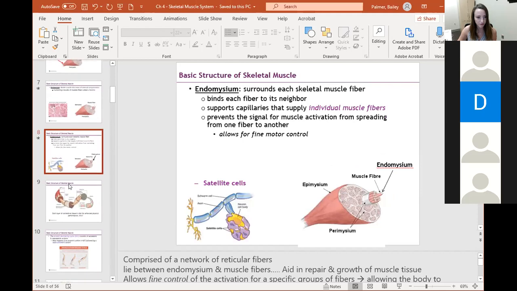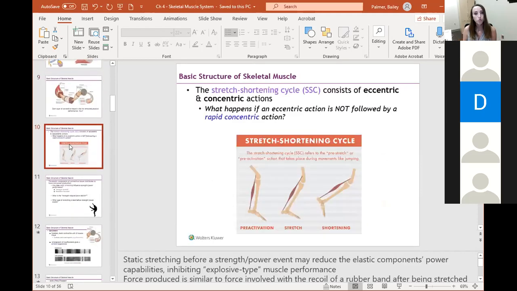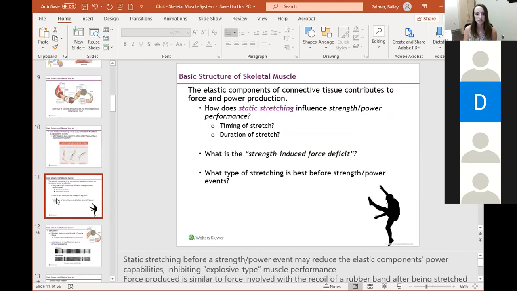Next, as we kind of move through, you won't have a question on the stretch shortening cycle or the stretch-induced force deficit. You did answer that on the assignment, but you don't have to worry about that question on the exam.